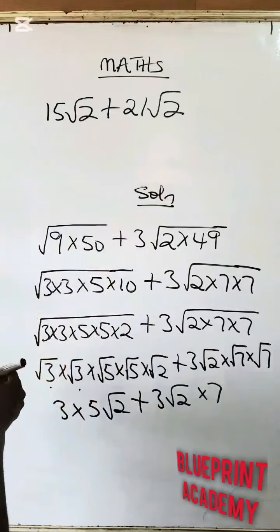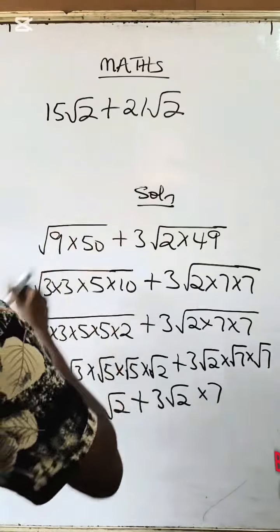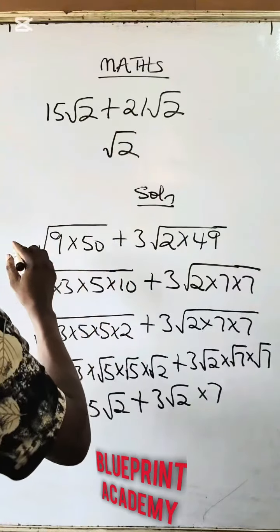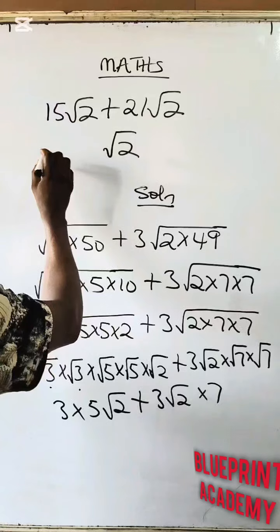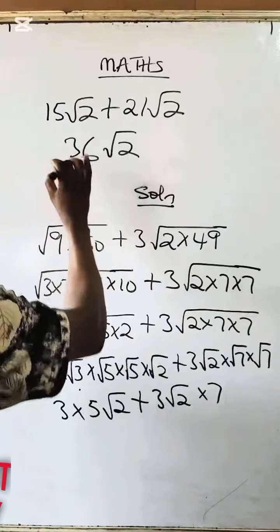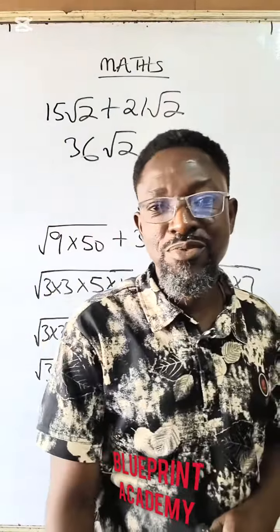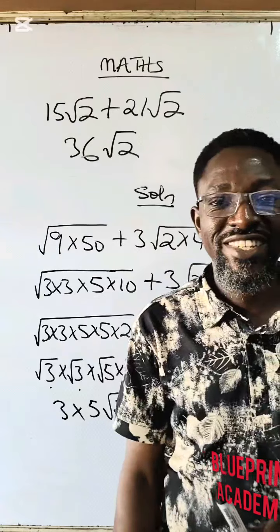So now, since here is root 2 and here is root 2, we take 1 root 2. Then we have 15 plus 21, and that will give us 36. So the final answer becomes 36 root 2. It's not a difficult question.